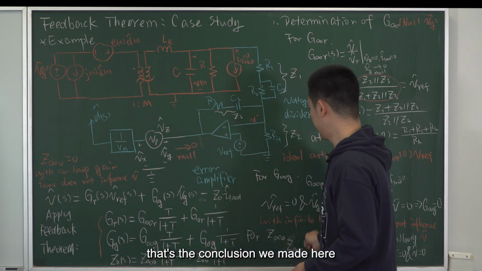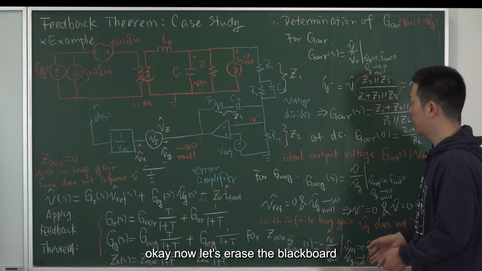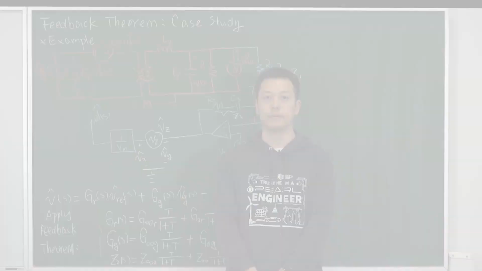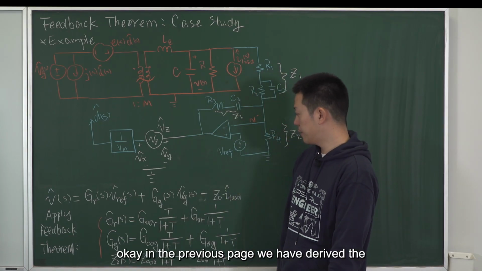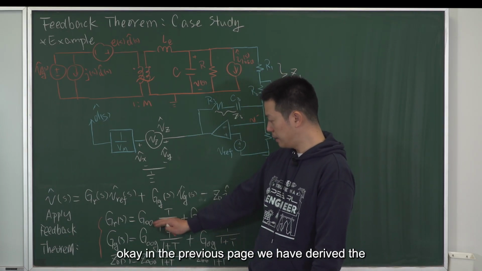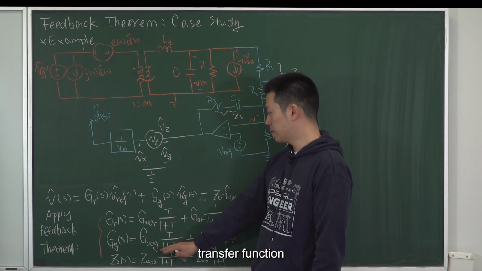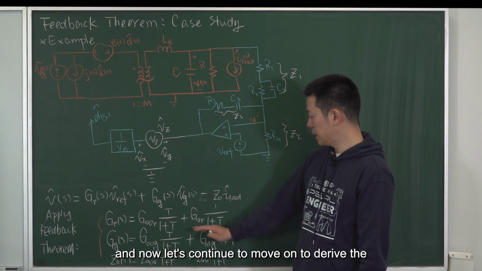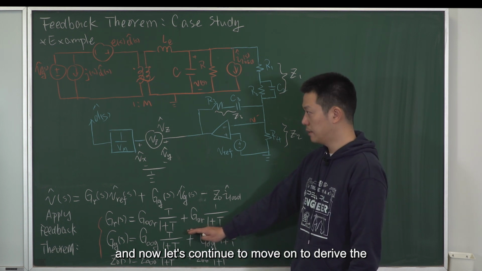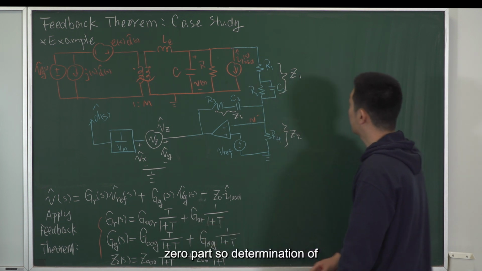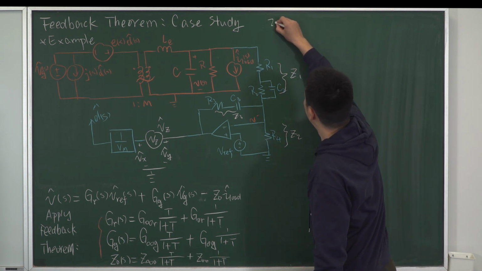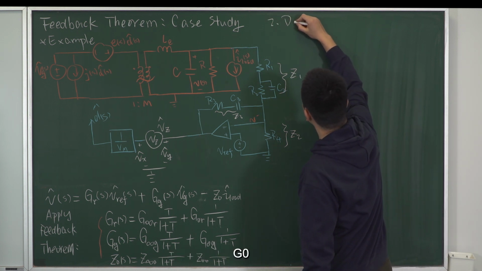That's the conclusion we made here. Okay, now let's erase the blackboard. In the previous page, we have derived the infinity part of those transfer functions. And now let's continue to move on to derive the 0 part. So, determination of G0.